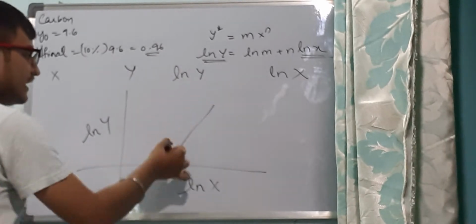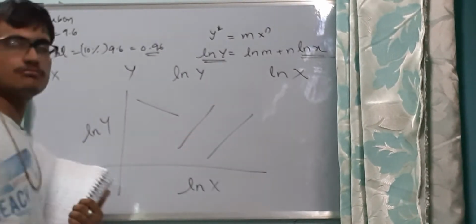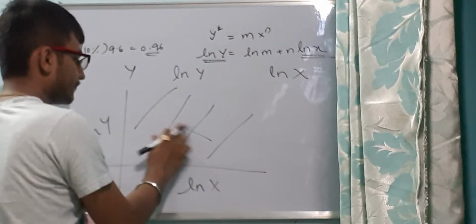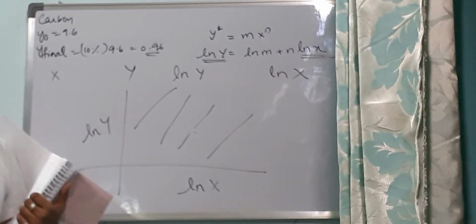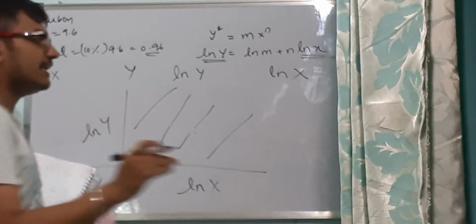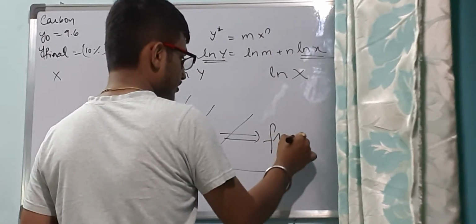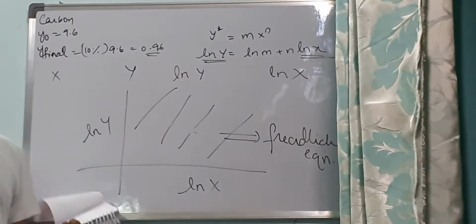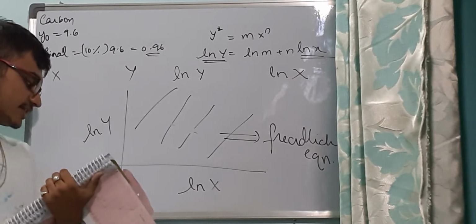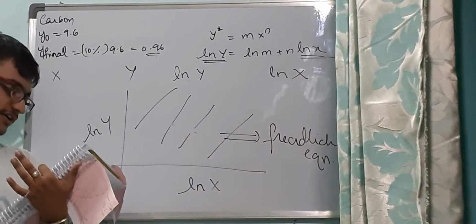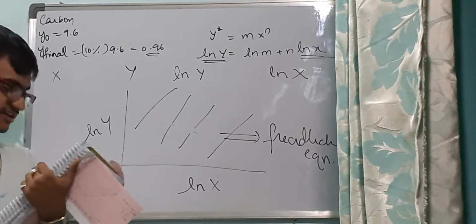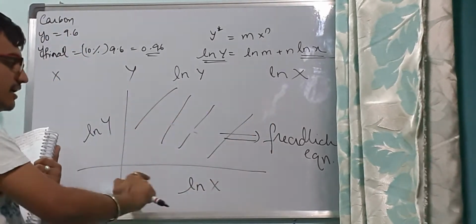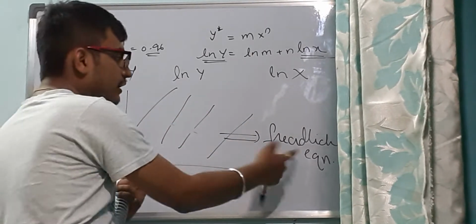If you are getting a straight line in this way or this way, in some form, all the points when you join should form a straight line. If you are getting a straight line, then it follows the Freundlich equation. So what is the first question? Convert the data for suitable plotting of the adsorption isotherm, and does it follow the Freundlich equation or not? First you have converted the data, x and y you found, ln x and ln y you found. Then you plot it, and if you are getting a straight line, it follows the Freundlich equation.